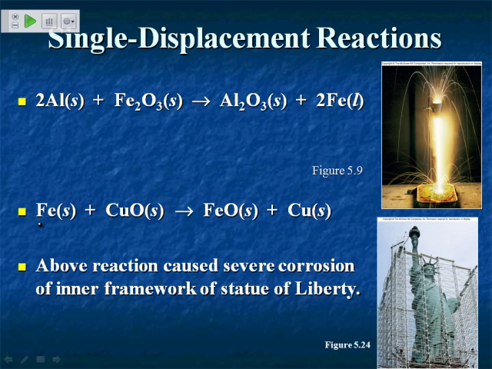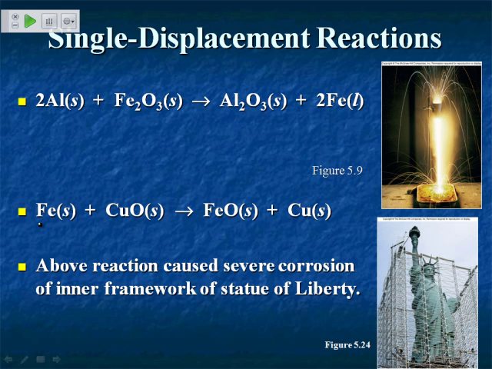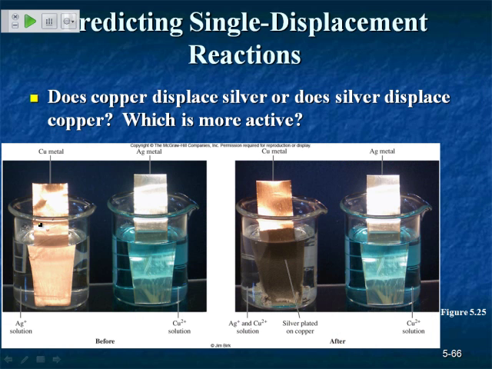Okay, so we have so far seen three single displacement reactions. The first one is this one, where we saw copper displacing silver. Then the second one, aluminum displacing iron, and the third one, iron displacing copper. Oh, sorry, not there yet. Let us just look at this slide one more time. So in that copper and silver solution, does copper displace silver or silver displace copper? Or among the two metals, which one is more active?